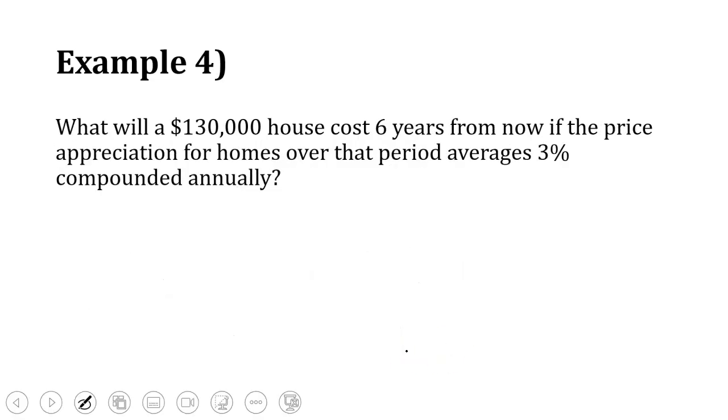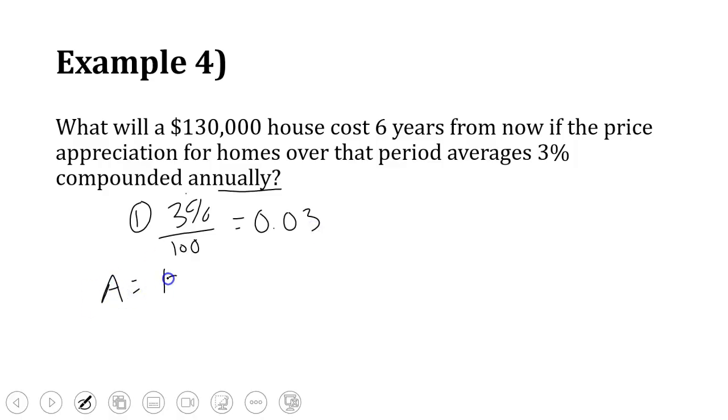We have a house, $130,000 over 6 years. And the appreciation for the homes over that period will average 3% compounded annually. So we're going to use that same formula. But as soon as you see that percent, let's change it. Divide it by 100 to get our new decimal. And then let's plug everything in.